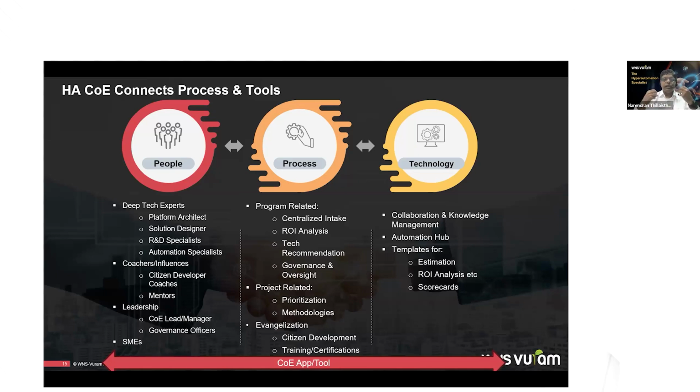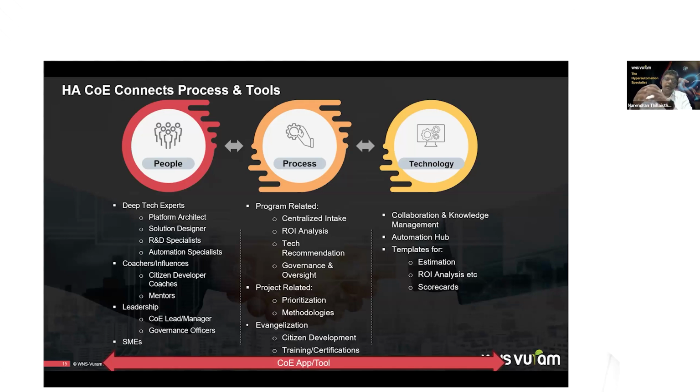So when you are embarking on a COE, there are various aspects of it that you will have to come across. For example, when you look at the people side of it, you need to house the COE with deep technical experts, whether they are platform architects, solution designers, R&D specialists, or automation specialists. Nowadays with a lot of automation and RPA and AI coming in, you need to have a certain kind of expertise to begin with in terms of people that you house within your center of excellence.